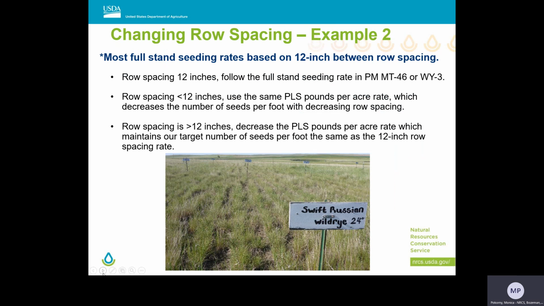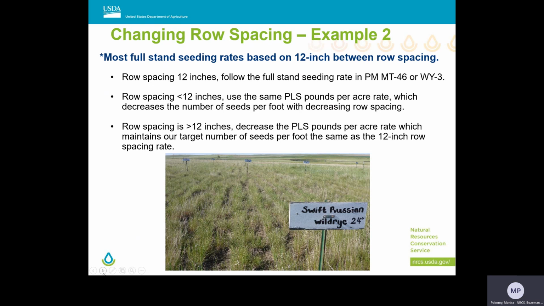Okay, let's move on to the next seeding calculation that you're going to be working with, and that is adjusting row spacing of a drill seeder. So as I mentioned, our full stand seeding rates are based on 12-inch between-row spacing. So what if you're using a drill seeder that has fixed rows at different between-row distances? Or if you're seeding a species like Russian wildrye that needs to be seeded at wider row spacings, then in those cases, we're going to need to adjust our full stand seed rate for different between-row configurations.